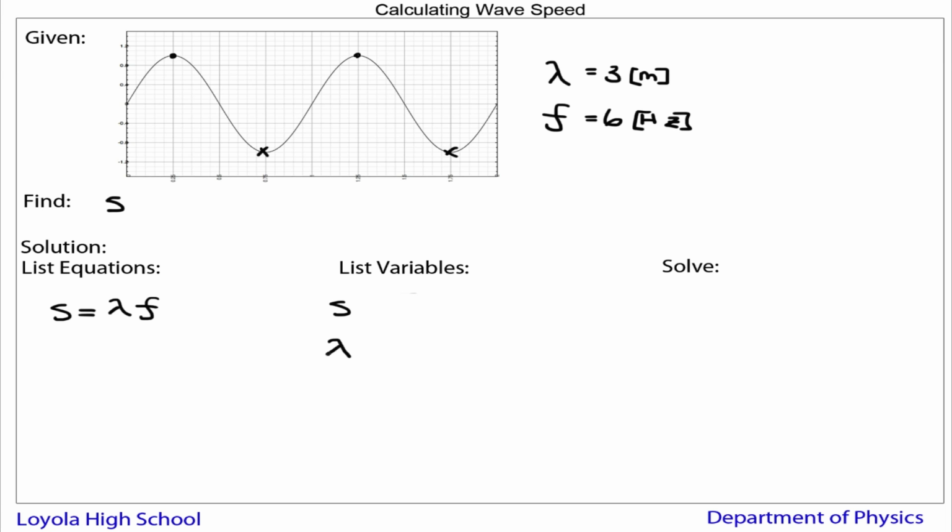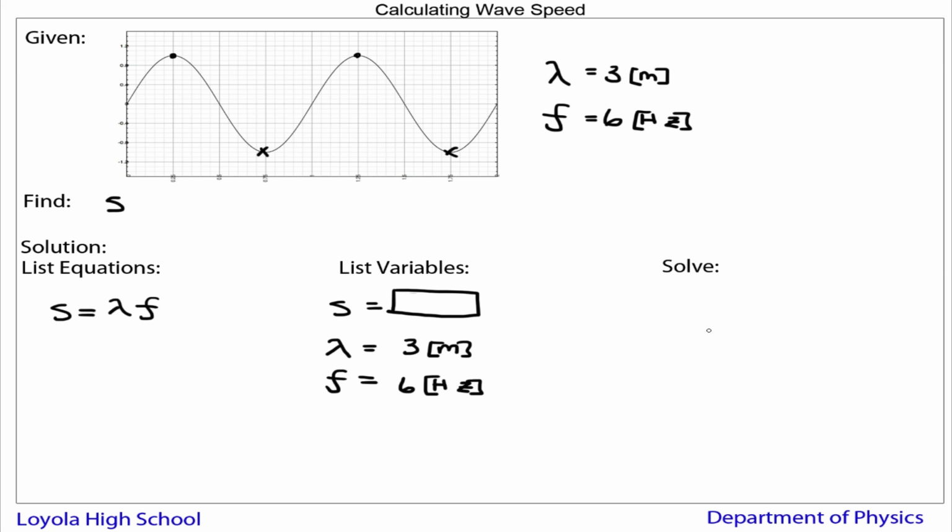So there are 3 variables in the equation, so we list all 3 variables: the speed, the wavelength, and the frequency. The speed we don't know, so for quantities that we do not know, we put a box. For quantities that we do know, we write the numerical value 3 along with its units in square brackets. And this is 6 Hertz, Hz for Hertz. Okay, we always put the units in brackets there. So here are my variables.